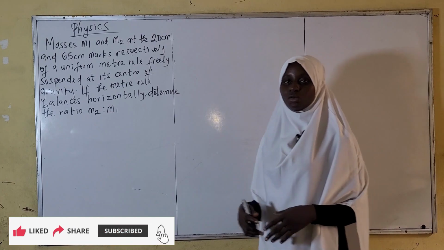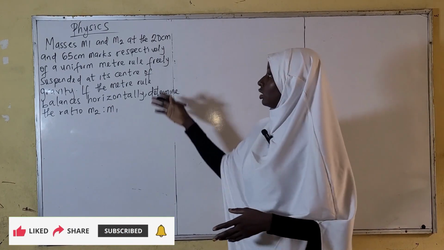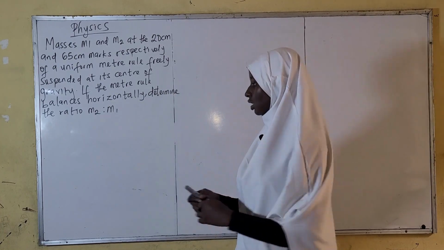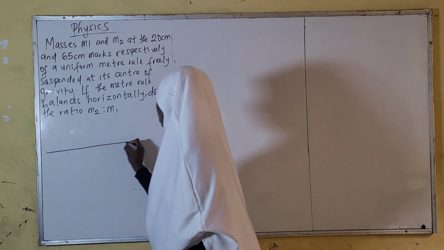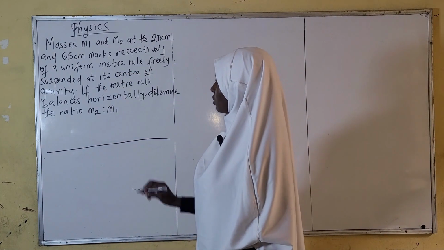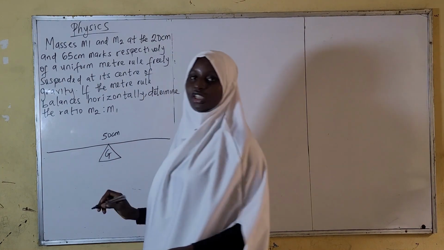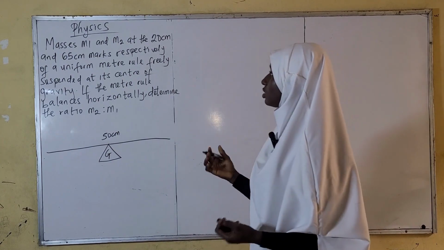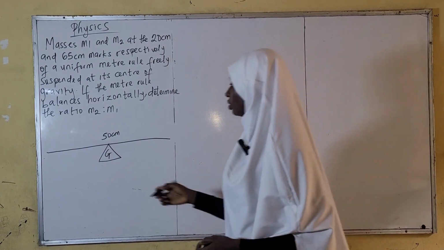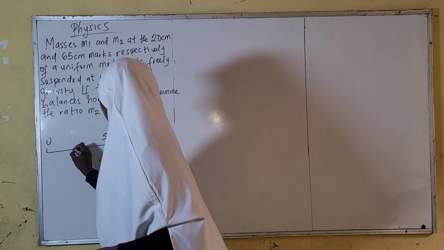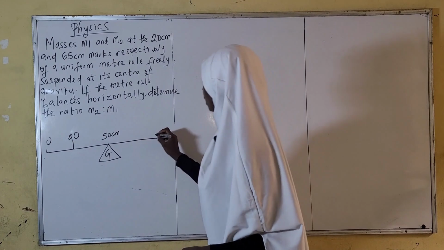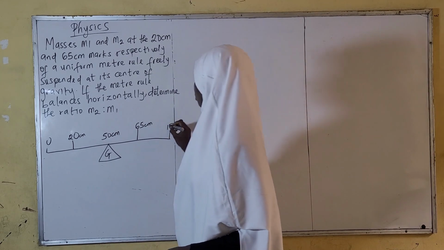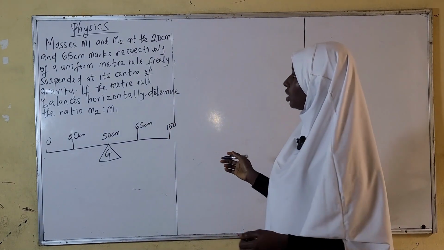Since we have a meter rule of 100 centimeters, the center of gravity is usually around the midpoint, that is 50 centimeters. Let's sketch a diagram first. We have 50, that is G, the center of gravity. Masses M1 and M2 are at 20 cm and 65 cm. If this is 0, this should be 20, and 65 cm, and this is 100. And a uniform meter rule.